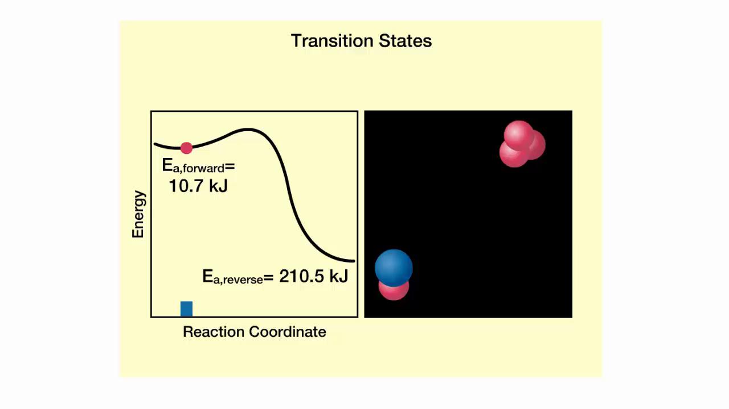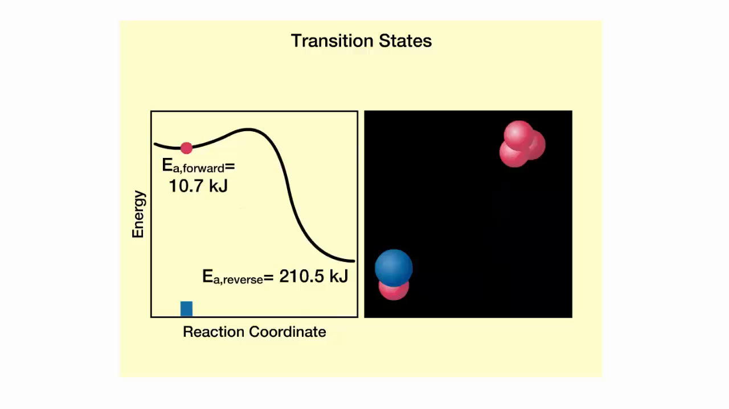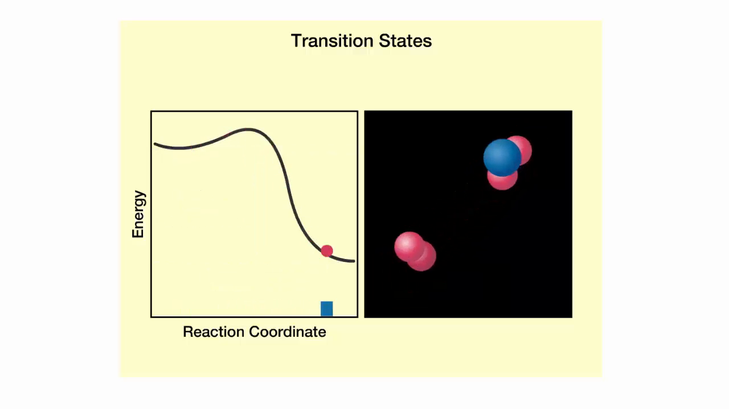So these are the reactants, and these are the products. The energy difference between the reactants and the products is delta H, the enthalpy of the reaction. That's the energy difference between reactants and products.